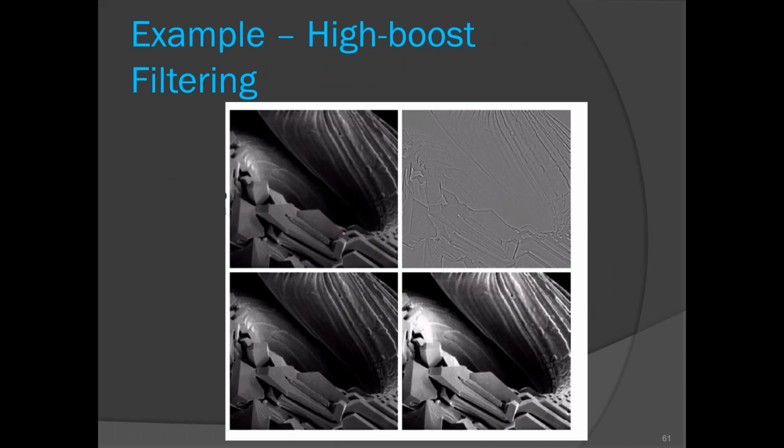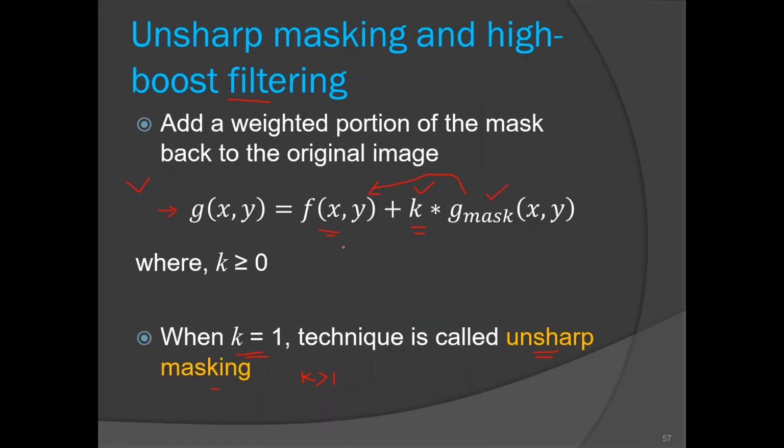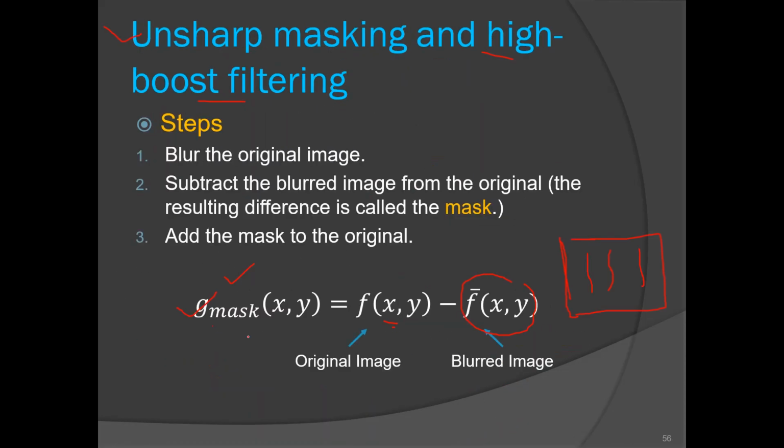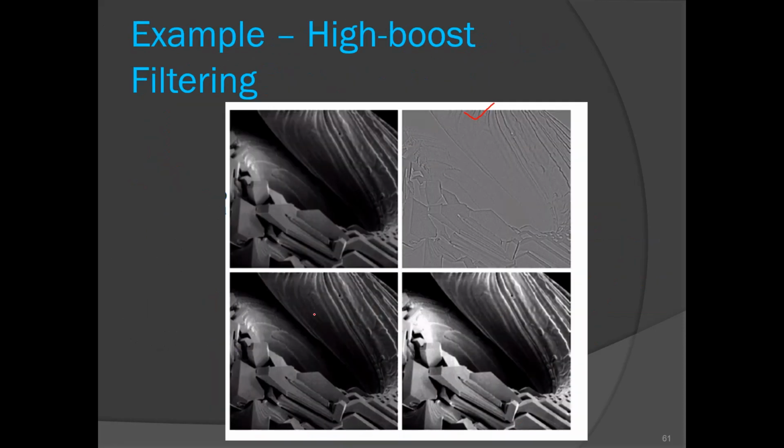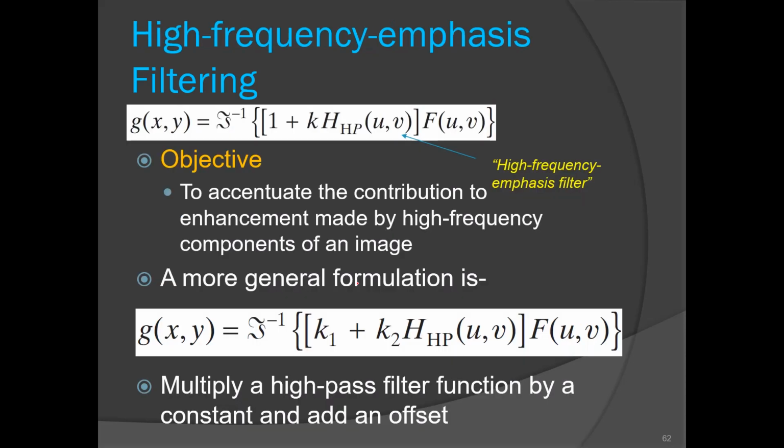This is the example. This is the image that we get when we subtract a blurred image from the original image, so that is the mask. This is for k equals 1, and I think this is for k greater than 1. Now this is the equation of our unsharp masking, and this square bracket, which is the kernel in our unsharp masking, is known as the high frequency emphasis filter.